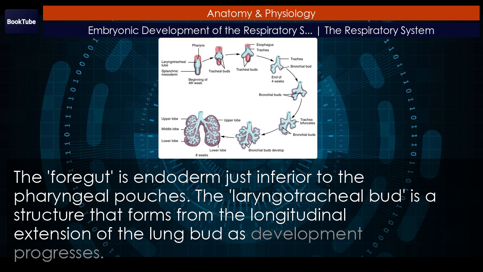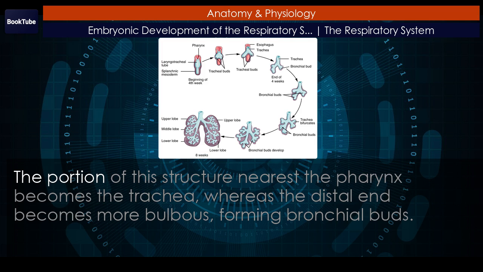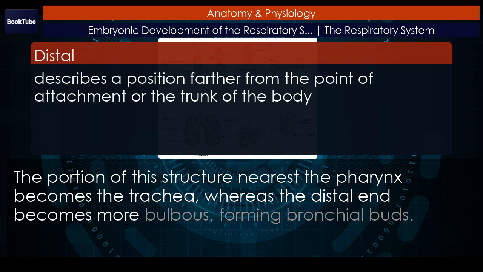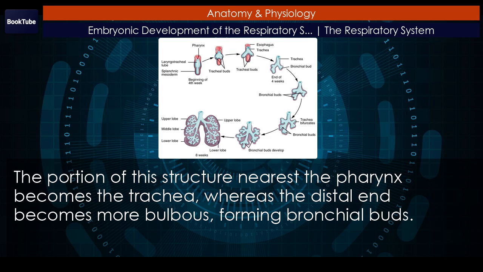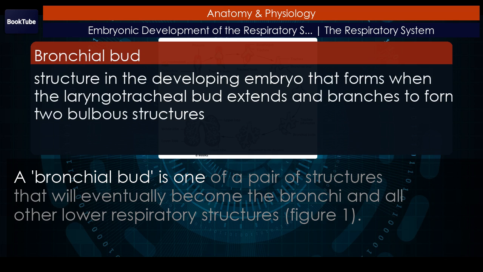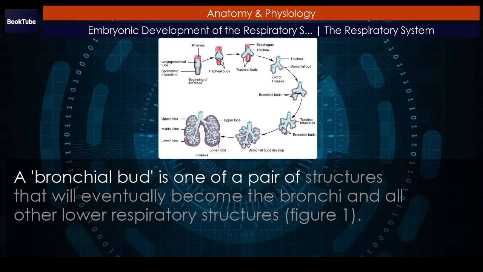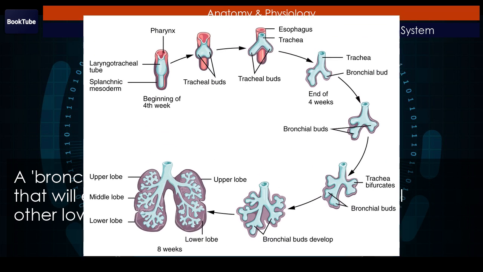As development progresses, the portion of this structure nearest the pharynx becomes the trachea, whereas the distal end becomes more bulbous, forming bronchial buds. A bronchial bud is one of a pair of structures that will eventually become the bronchi and all other lower respiratory structures.